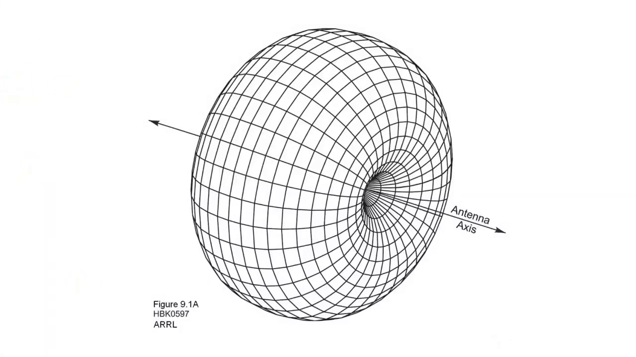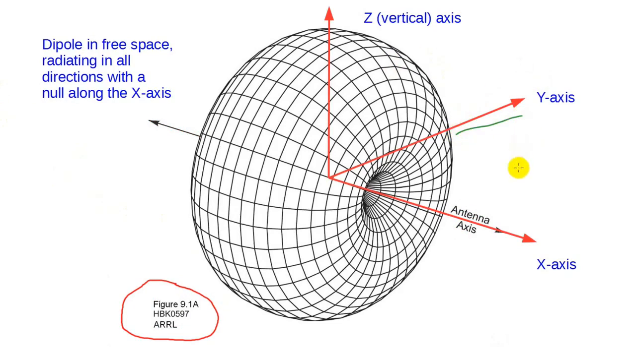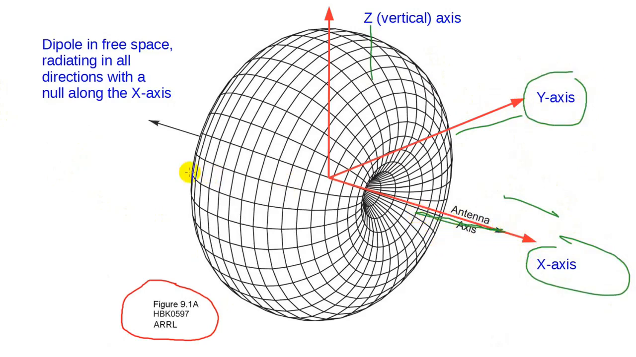Let's move into 3 dimensions as shown in figure 9-1a. This is the radiation pattern for a dipole in free space, which looks like a donut, or more precisely, a torus. Think of this as the radiation pattern for a dipole on a satellite. Here I've added the X, Y, and Z axes for visualization. Let's call the antenna axis the X-axis. The Y-axis shoots off over here and defines the XY plane, or horizontal plane.